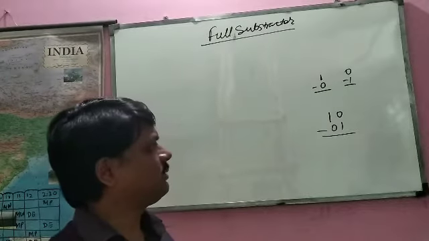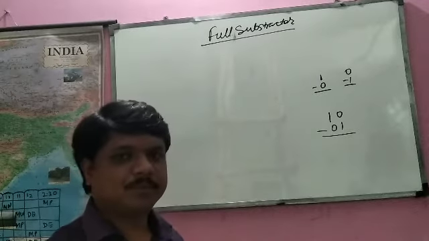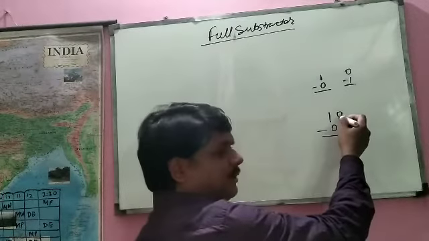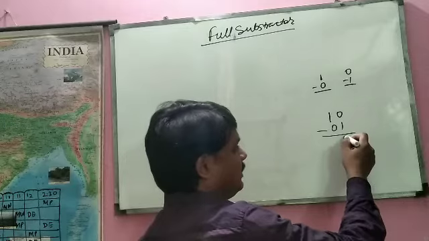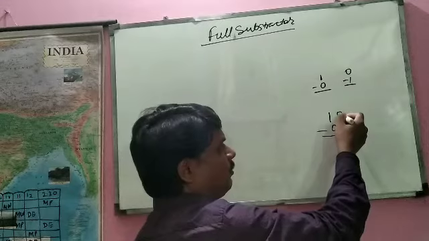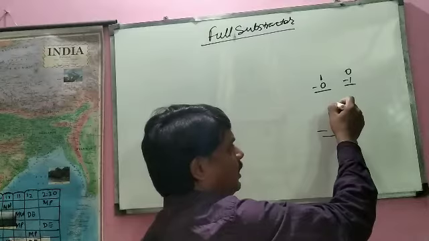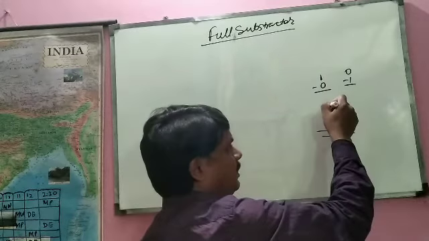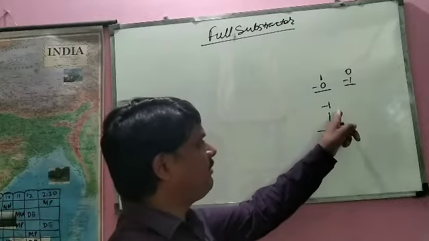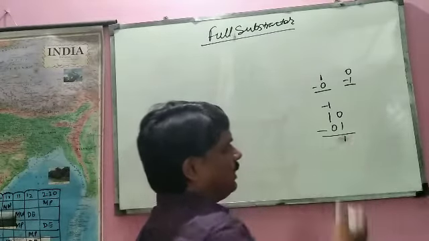So how can we subtract? What is the procedure of subtracting and what will be the value? As we know, we cannot subtract 1 from 0. So we will have to take the borrow. We have taken borrow from here, so the borrow will be here. Now we have 2, and 2 minus 1 is 1.